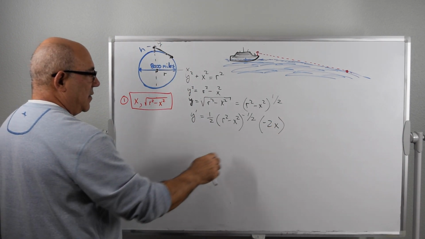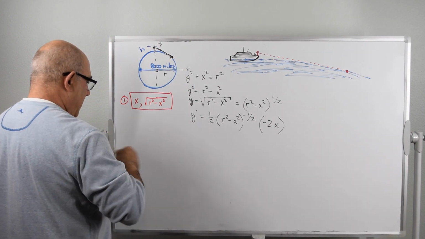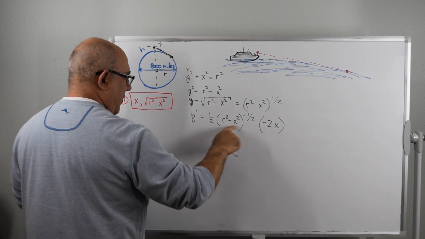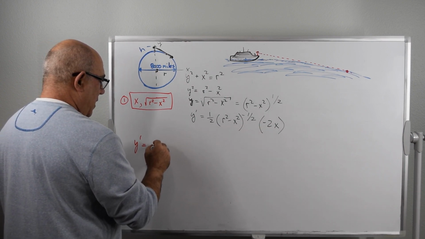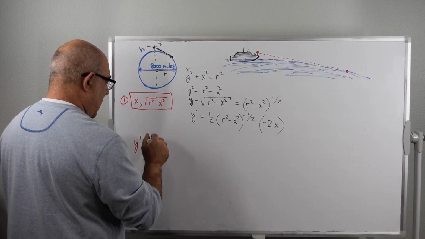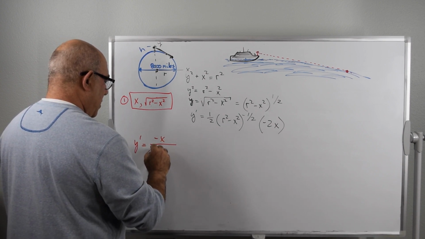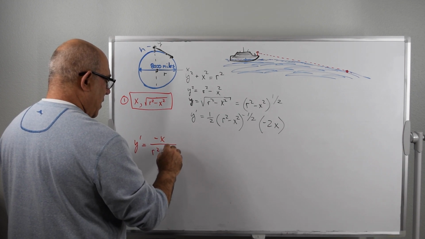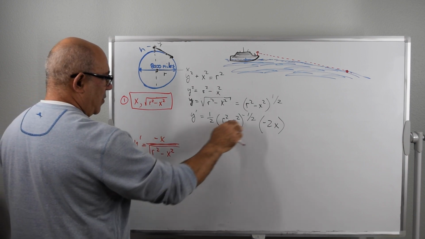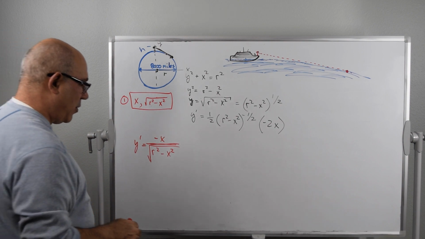All right, and so simplifying this, y prime equals, we can cancel out the 2's, minus x times... it equals minus x divided by the square root of r squared minus x squared, because that's what the minus 1/2 means, 1 over the square root. So that is y prime, and so we've got that point.